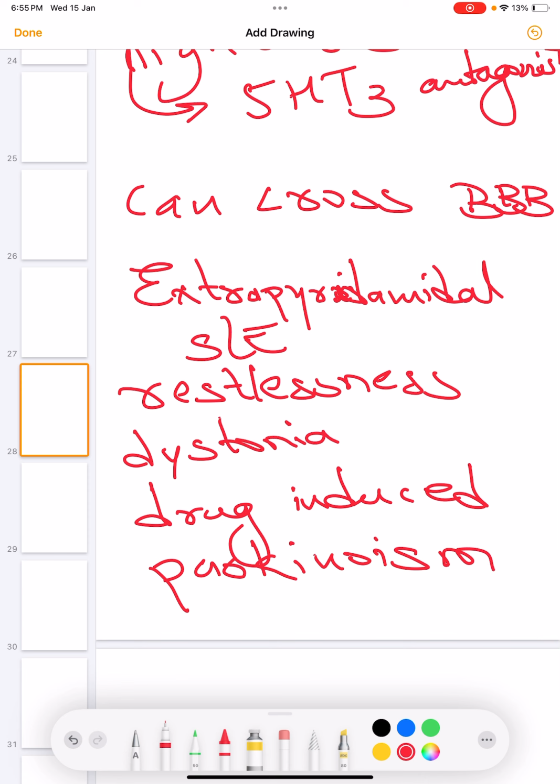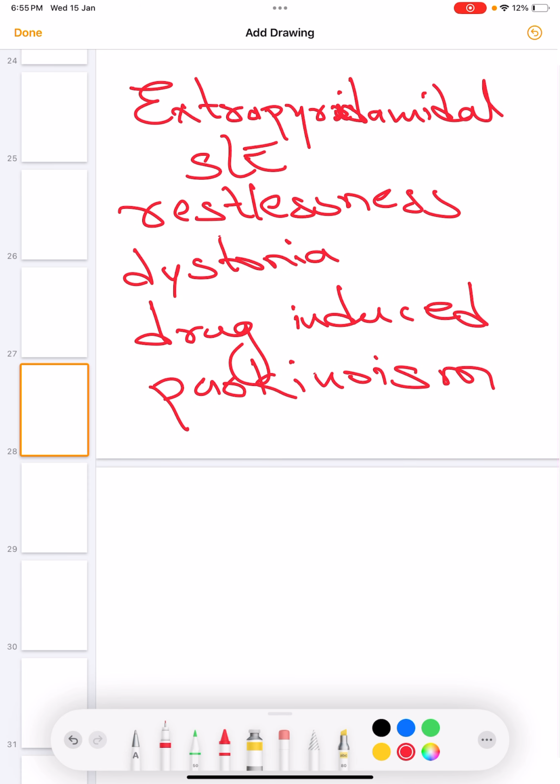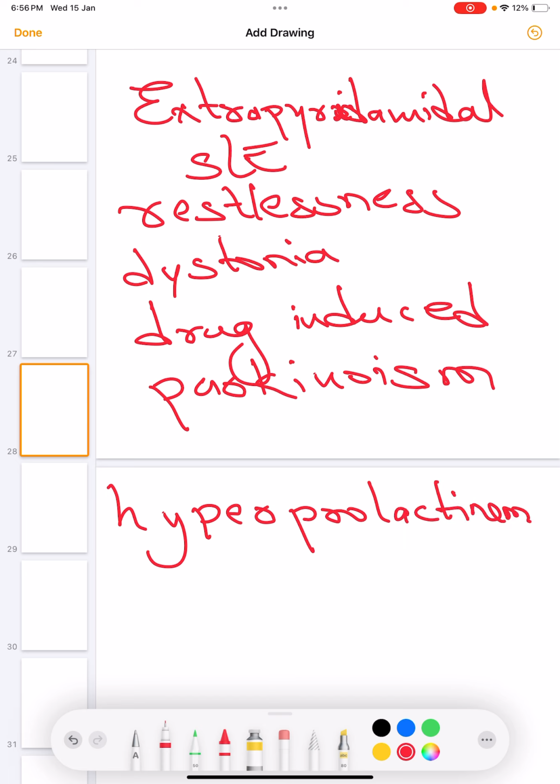It can also block dopamine receptors in pituitary and can lead to hyperprolactinemia. It can increase prolactin levels, which can lead to galactorrhea and amenorrhea.